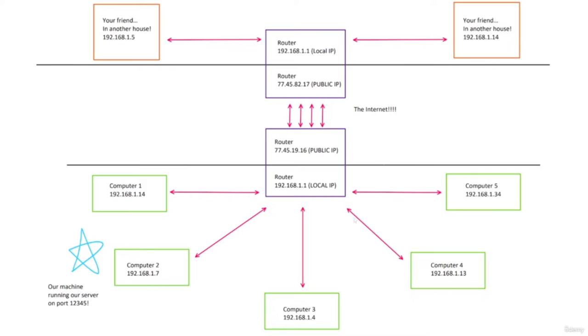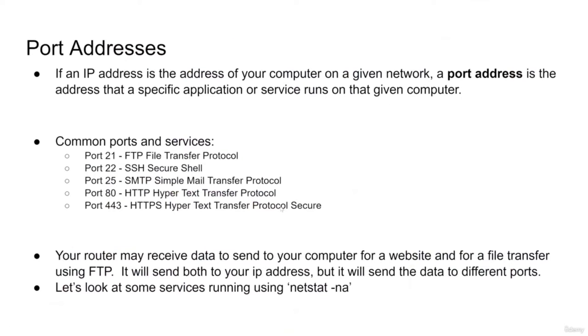There are certain things that we might have to do, like set up static IP addresses or enable what is known as port forwarding. You might be looking here, and I've got a little star here that says our machine running our server on port 12345. So we're going to have to talk a little bit about what exactly these port numbers, these port addresses, are. And so let's head to that right now.